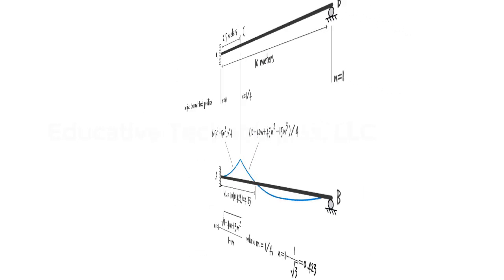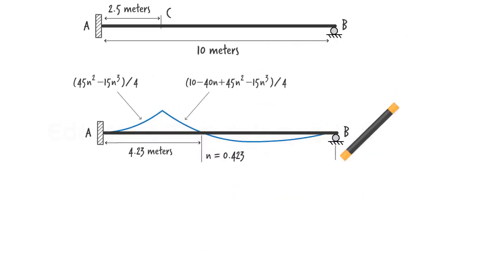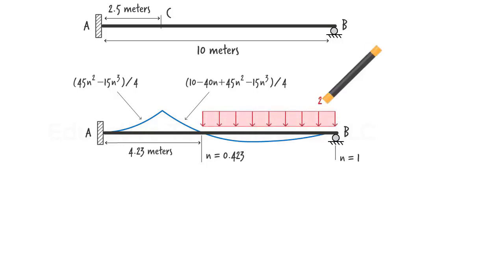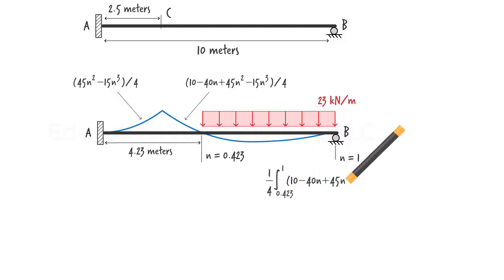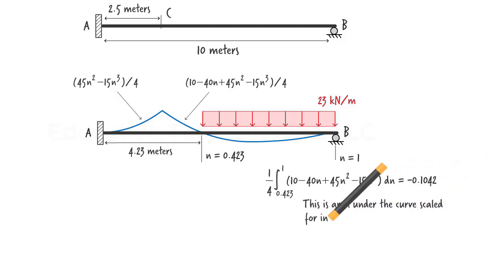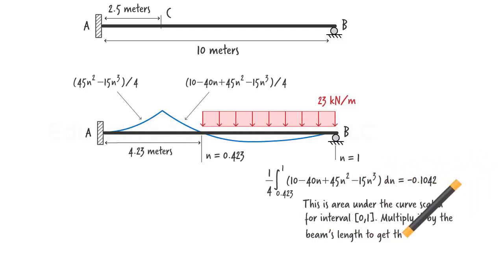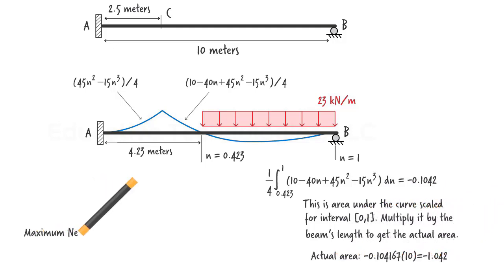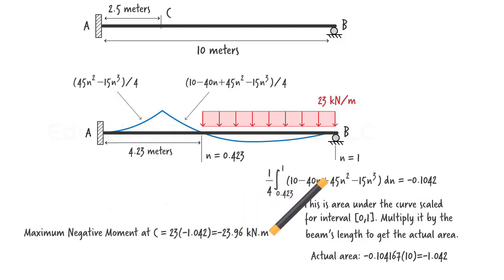So, what would be the maximum negative moment at C due to a uniformly distributed load having a magnitude of, say, 23 kilonewtons per meter? It equals the negative area under the influence line times the intensity of the load. How do we get the area? By integrating the moment equation with respect to N between 0.423 and 1. But since the moment equation is specified in the 0 to 1 interval, we need to multiply the result by the length of the beam to get the correct area. Finally, we multiply the area by 23 to get the value of the absolute maximum negative moment at C.